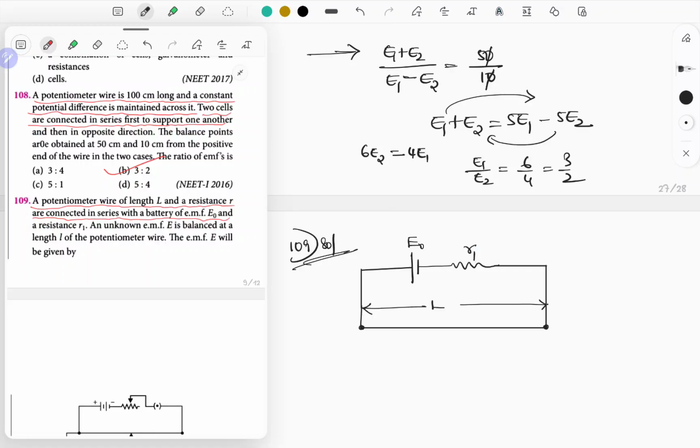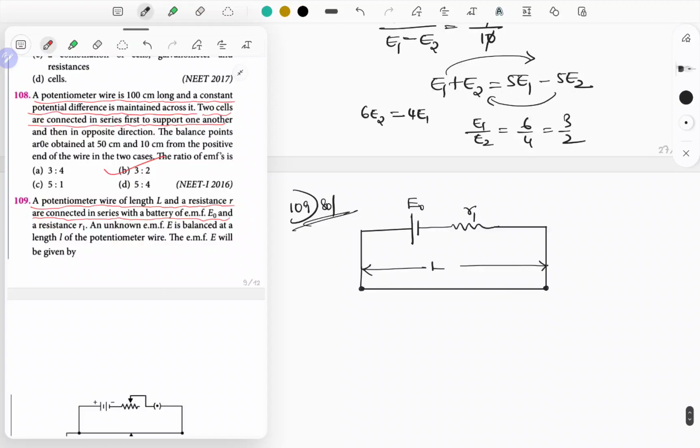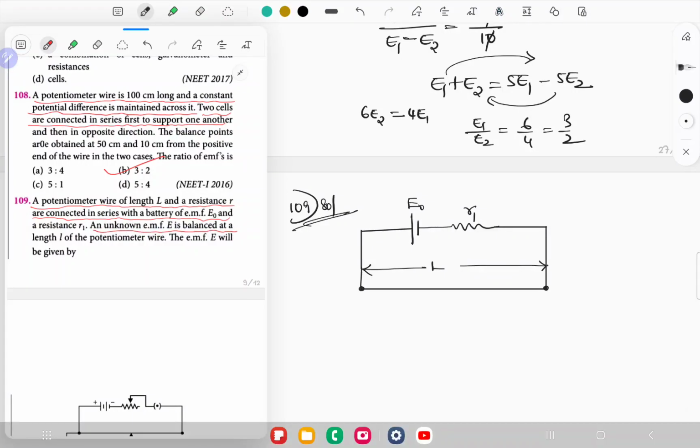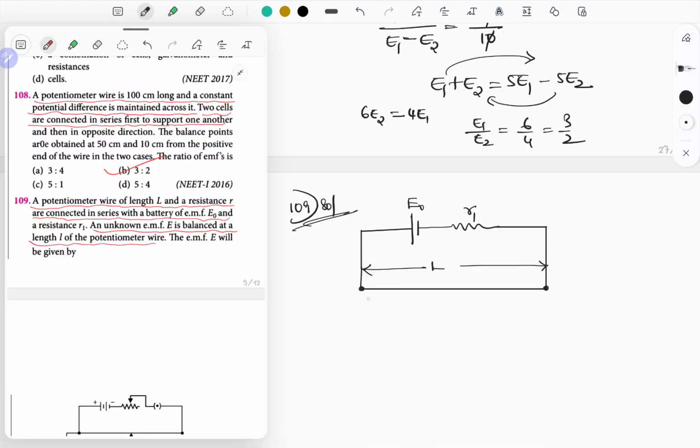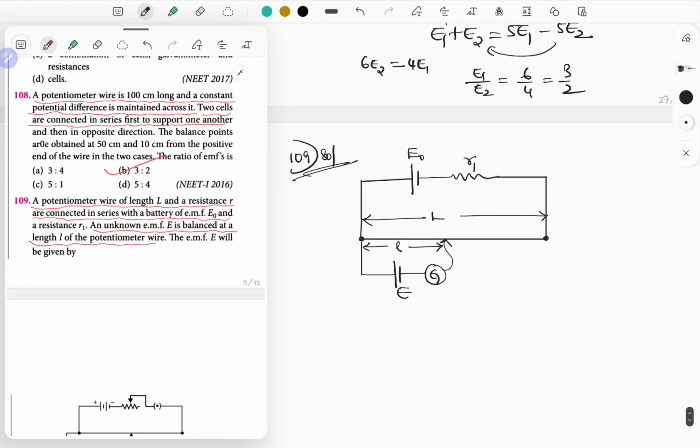Resistance is R1. EMF and internal resistance is R1. An unknown EMF E balances at length L of the potentiometer wire. So they are connecting an unknown EMF E with the help of a galvanometer, and it is being balanced at length small l from the left end here.